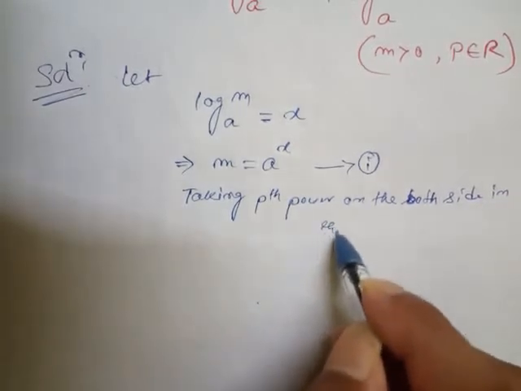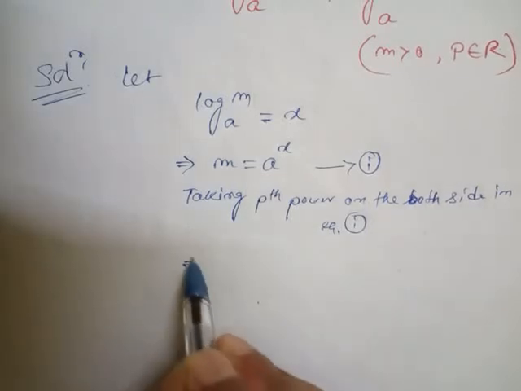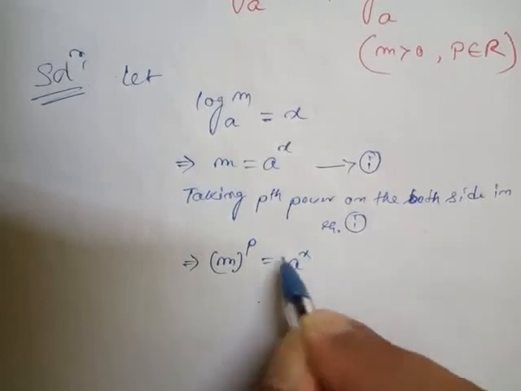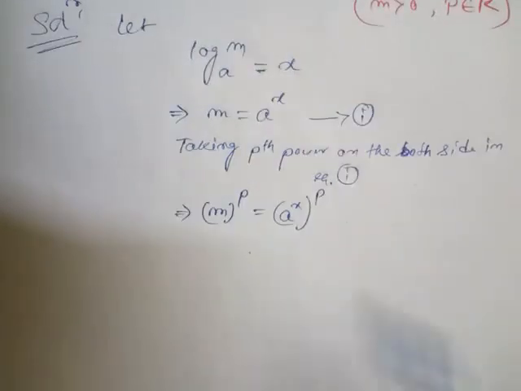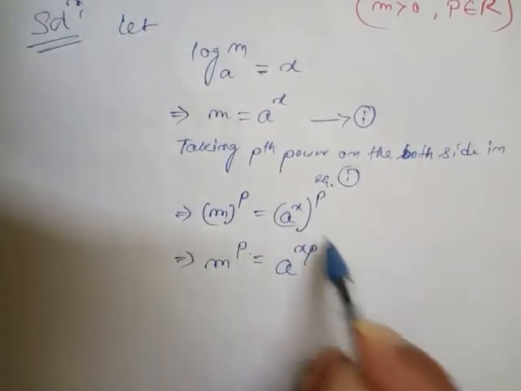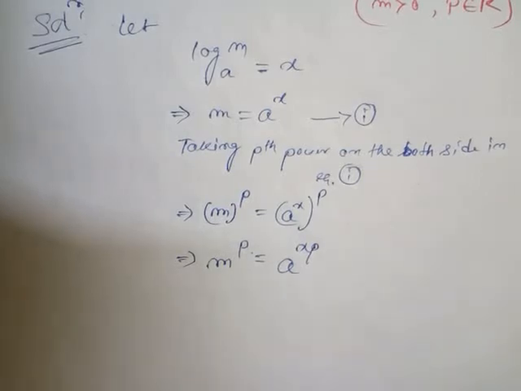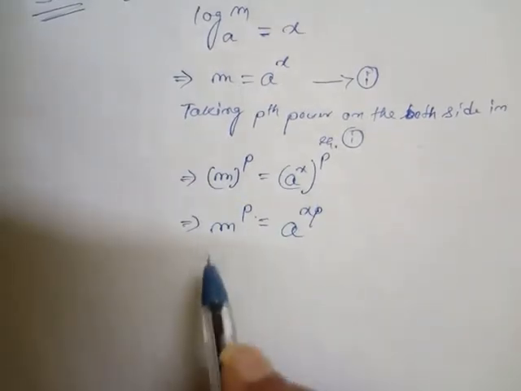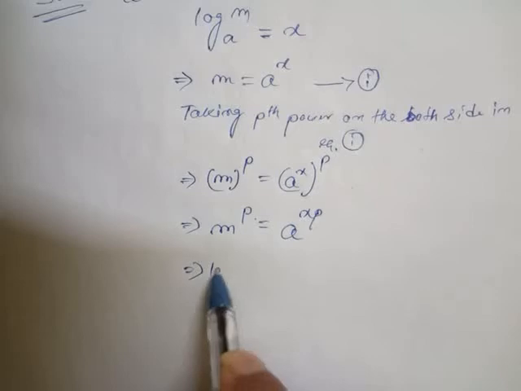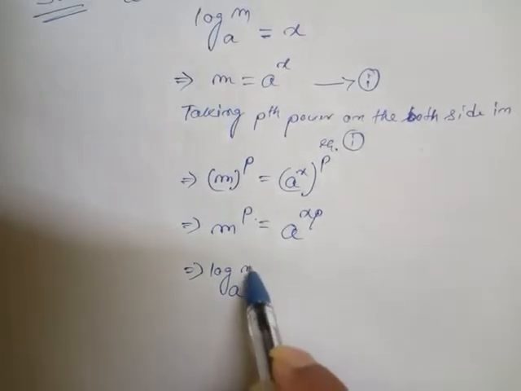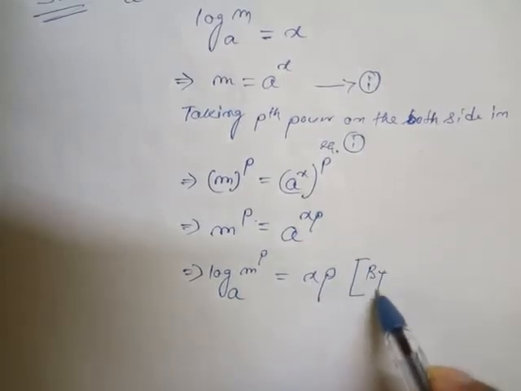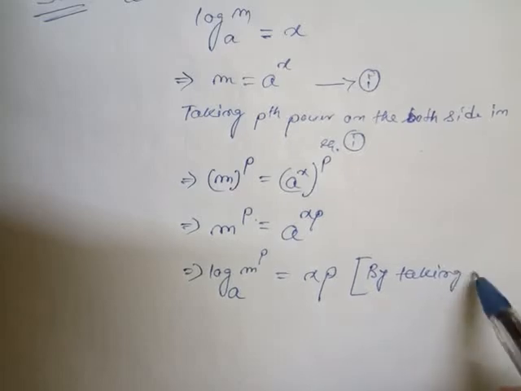In equation 1, what will happen then? m to the power p, and there is a to the power x whole to the power p. So next, m to the power p equals a to the power xp after multiplying. Now students, if I take log, then the answer would be log base a of m to the power p, and this becomes xp only. I am writing here by taking logarithm.